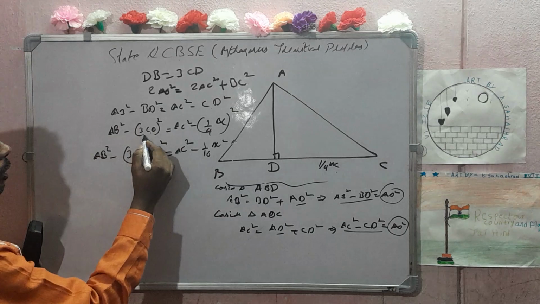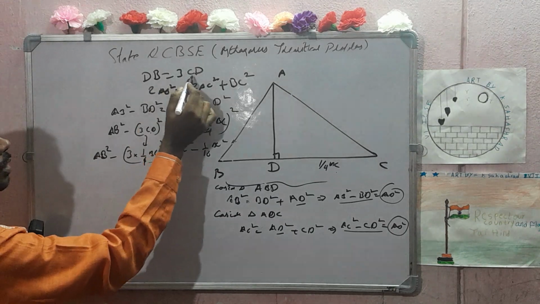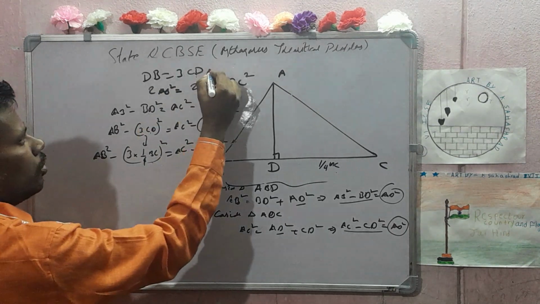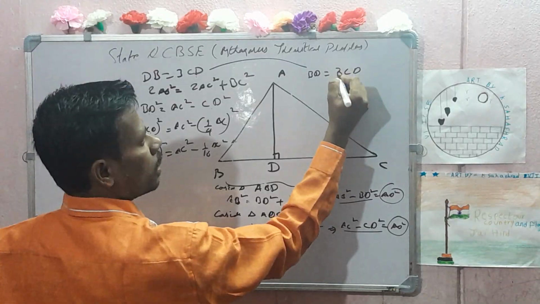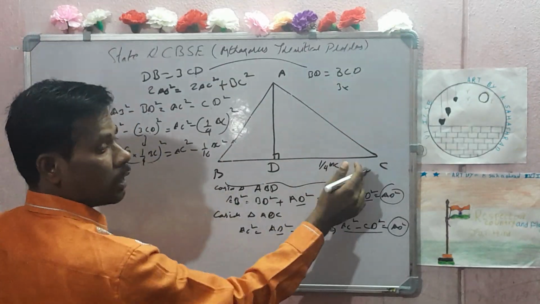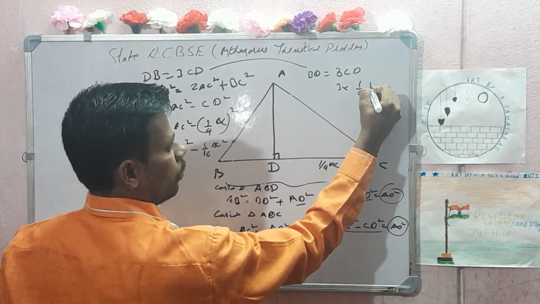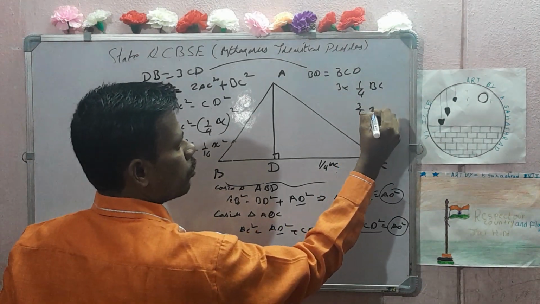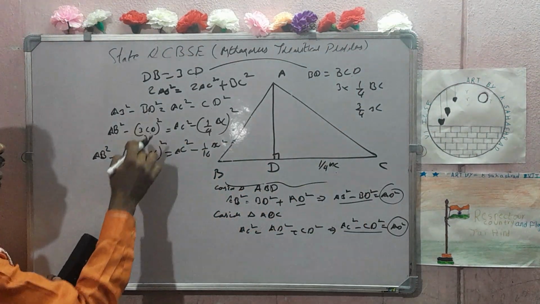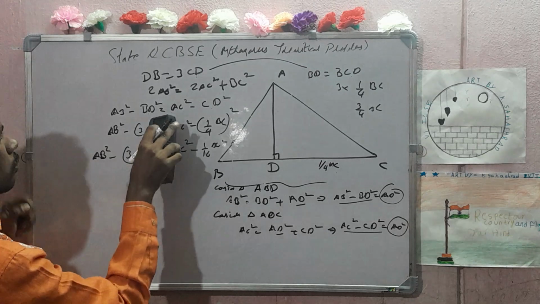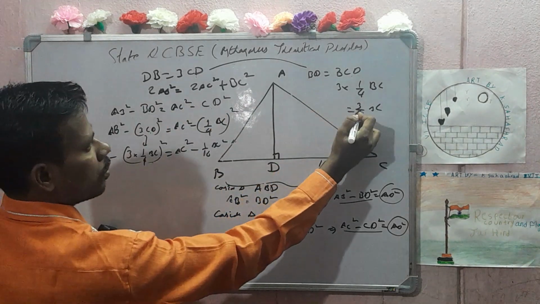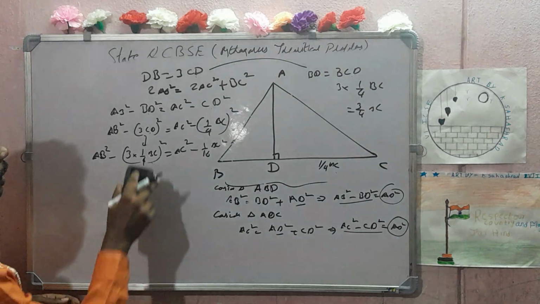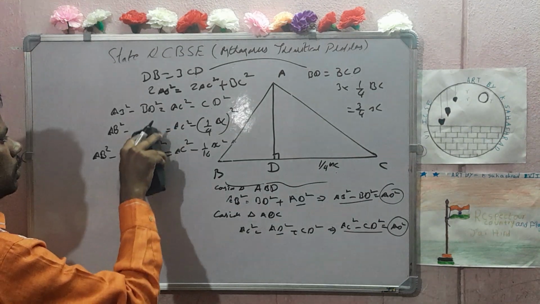Here understand this statement carefully. BD is nothing but 3 times CD, right? Or you can come back to this. BD is equal to 3 times CD, right? 3 into CD. What is CD? Again 1/4 of BC. So 3/4 of BC. You can write here BD is equal to 3/4 of BC. You can write directly over here.